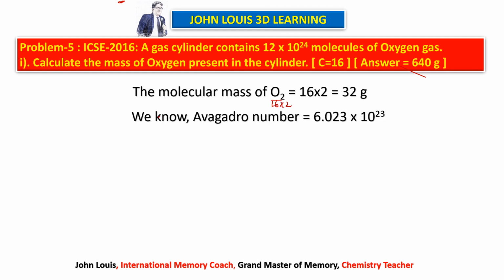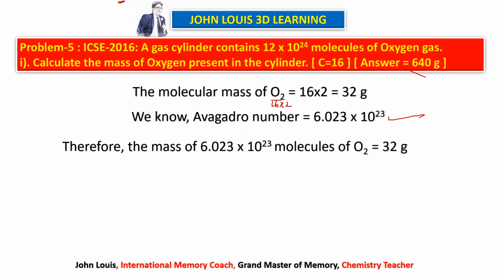We know Avogadro number is 6.023 into 10 to the power 23 molecules. We all know this is a constant. We have already learnt in many problems in the previous videos. From this what we understand, therefore, is that the mass of 6.023 into 10 to the power 23 molecules of oxygen is equal to its molecular mass in grams, that is 32 grams. But here what is the number given in the sum? 12 into 10 to the power 24, isn't it? So, the first line you read, a gas cylinder contains 12 into 10 to the power 24 molecules.